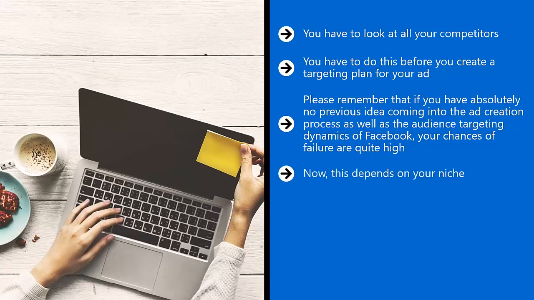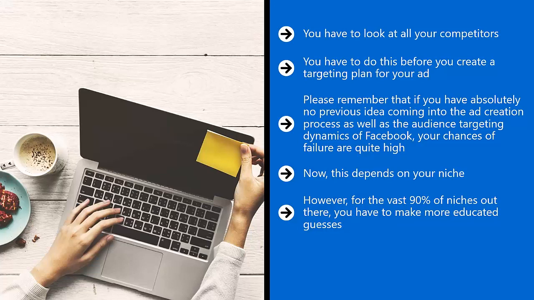Now, this depends on your niche. Some niches are pretty much well represented on Facebook. It's very easy to see who your competitors are. A lot of them show their ads on their timelines, and you can pretty much figure them out. However, for the vast 90% of niches out there, you have to make more educated guesses. Just because some of your competitors are on Facebook, it doesn't necessarily mean that they have the best ads or that they know what they're doing. Still, this is better than nothing.